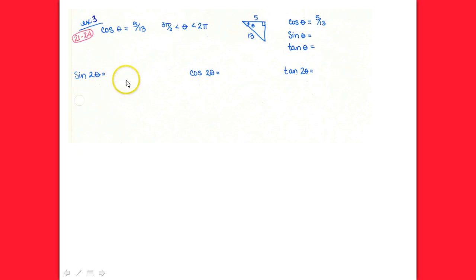All right, to find these guys down here, I'm going to use those formulas from the top of your note sheet. I'm going to need to know what the regular sine and tangent values are. So let's go ahead and find those. First off, what quadrant am I in? Fourth quadrant, right. They told me that theta was between 3 pi over 2 and 2 pi. So I'm in the fourth quadrant. That's important for me to know whether these values are going to be positive or negative.